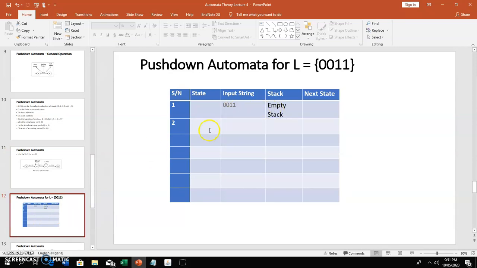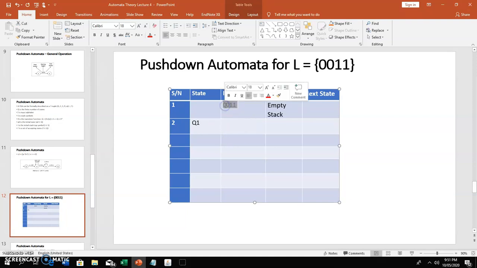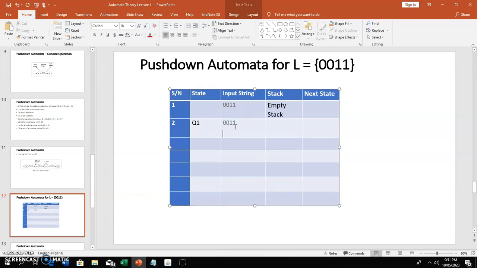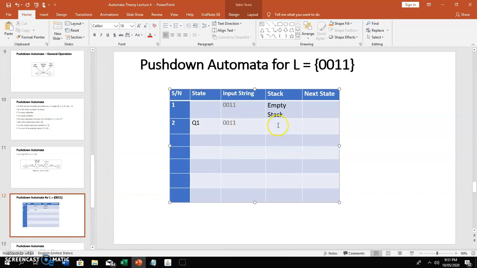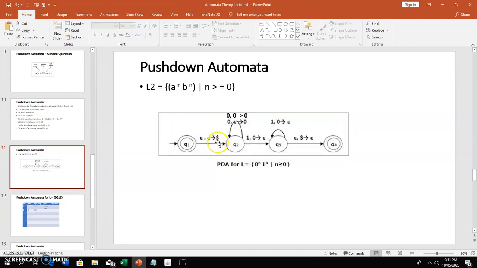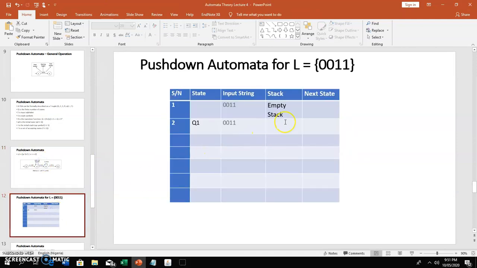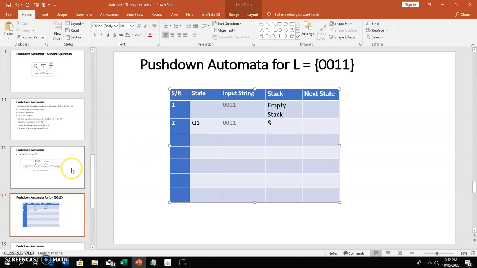So everything is still empty now. Which state are we in? We are in state Q1. We want to read in this input. Once we read that input, what are we passing to the stack? We are passing this $ sign, the initial stack symbol. So let's put in the initial stack symbol, which is this $ sign. Once we have that, which state are we going to?